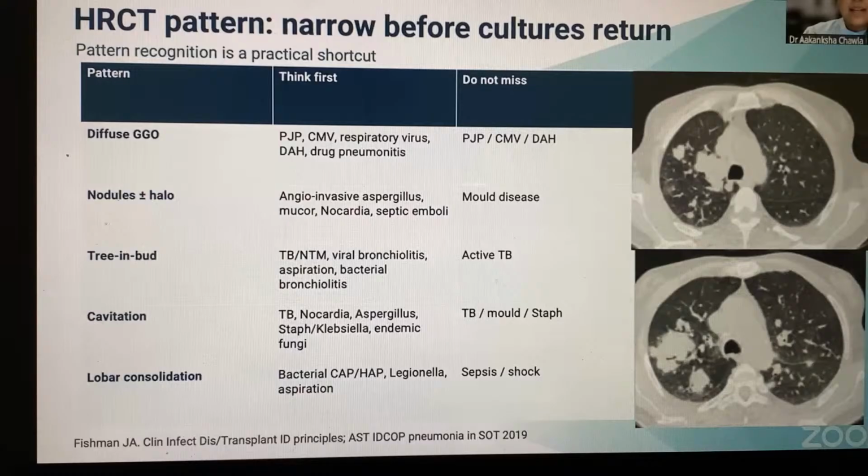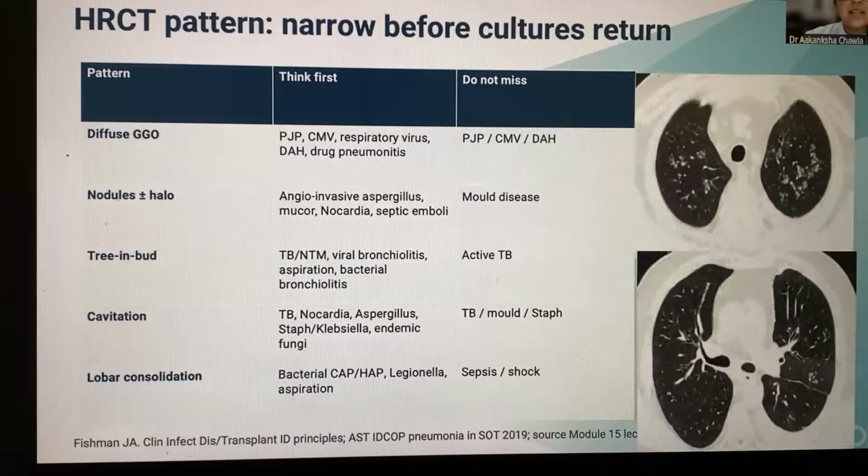Then the next pattern that we would see would be tree in bud. Now, tree in bud, usually as a pulmonologist, I would always think of tuberculosis as one of the first differentials. But of course, it is also present in other conditions, like NTM infection, viral bronchiolitis, aspiration, as well as bacterial bronchiolitis. As you can see, both these CT cuts are showing you tree in bud pattern.